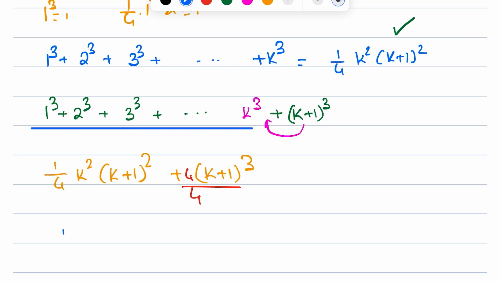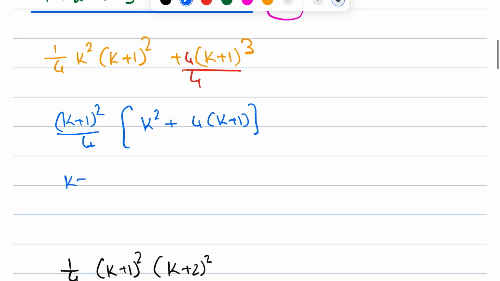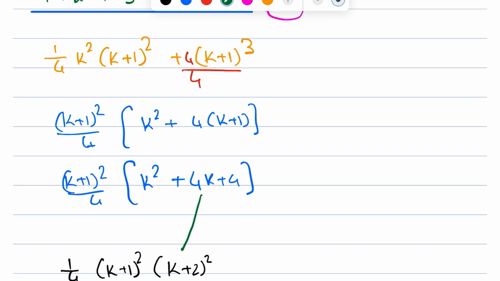What can I take common? k plus 1 whole square upon 4 can be taken common. What am I left over with? k square, and what else? 4 and one more k plus 1. Now it becomes k plus 1 whole square upon 4 times k square plus 4k plus 4. We can see clearly that k square plus 4k plus 4 is nothing but k plus 2 whole square.